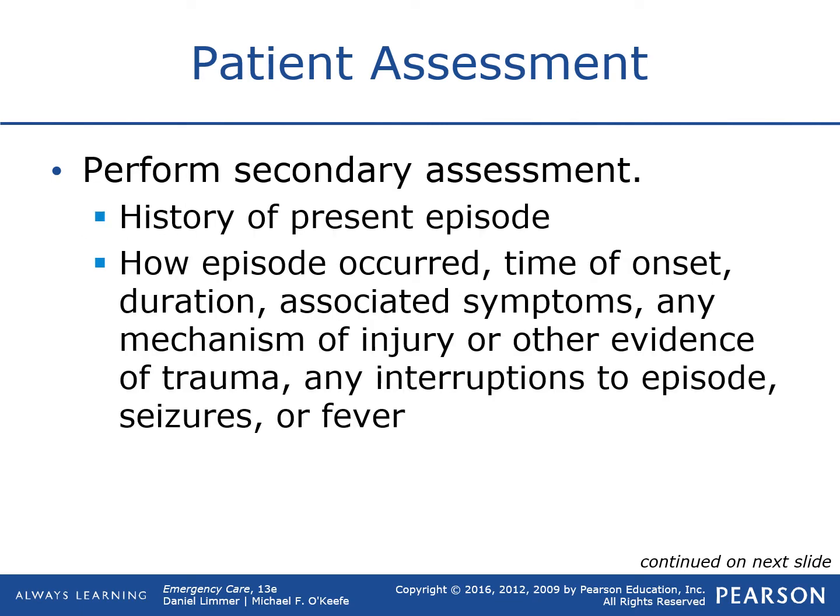When you perform your secondary assessment, find out what's going on with this present episode. So find out if it was a fast or slow onset, how long it's been going on for, if there's any mechanism of injury or any trauma. If you're altered, the chances of you falling are very high because you can't walk straight. So find out if you have to protect the C-spine. Find out if the patient's had a seizure or if they have a fever. Fever will indicate infection, which will raise your suspicion for blood sugar problems.